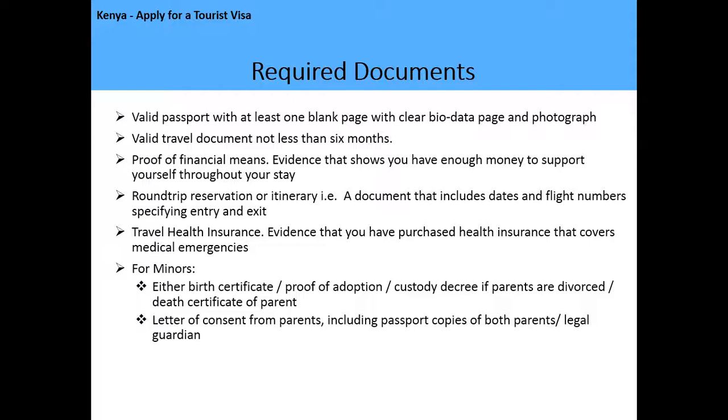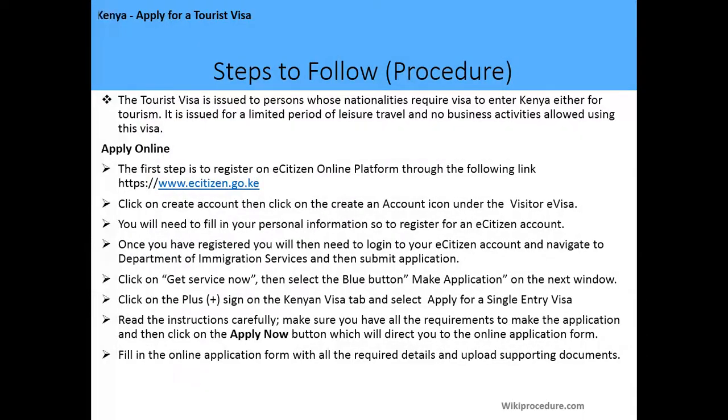You need to provide evidence that you've purchased health insurance that covers medical emergencies, and for minors, either the birth certificate, proof of adoption, custody decree if parents are divorced, and death certificate if parents are deceased. We also need a letter of consent from a parent if the minor is traveling alone, including passport copies of both parents and legal guardian.